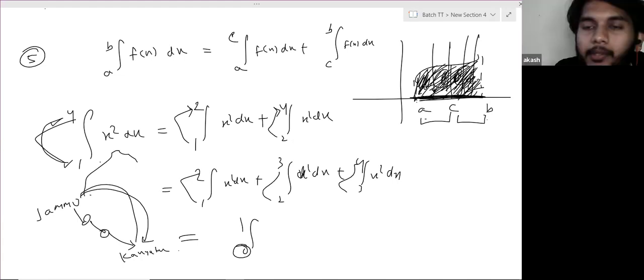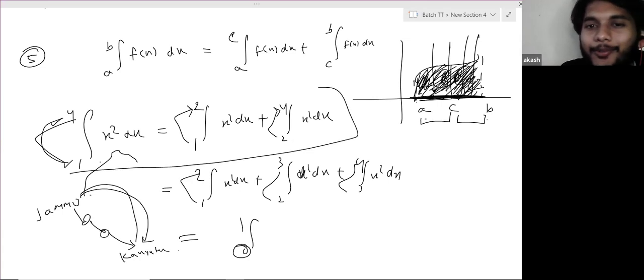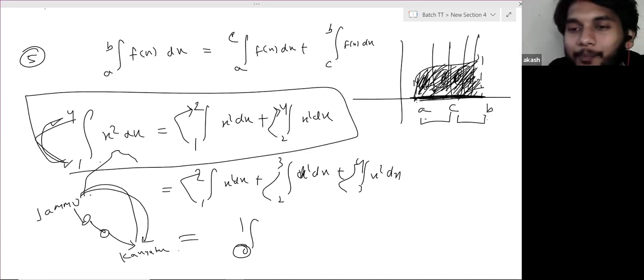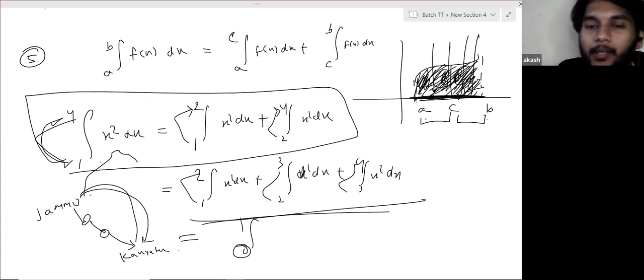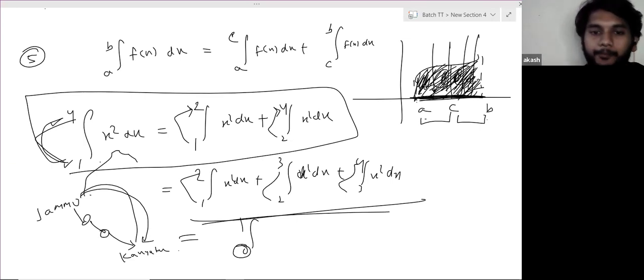Yes, sir. Sir, is the answer 63 by 3? Of which question? This one, x square dx. Okay, this one. No, I did not ask you to find the answer. This was just an example, all right? But it's fine if you solved it. This was the example I was giving you. Note it down.